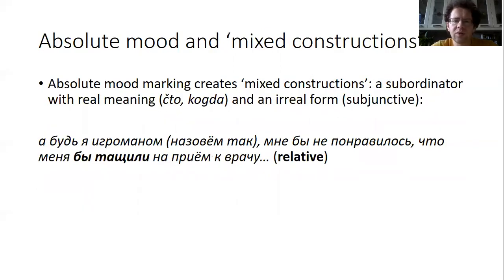Note that the absolute mood use and absolute mood interpretations create something we can call mixed constructions. The subordinator bears a real meaning, consider, for instance, subordinators like что and когда, and the form in the embedded clause is irreal subjunctive. As in the case, мне бы не понравилось, что меня бы тащили на прием к врачу.